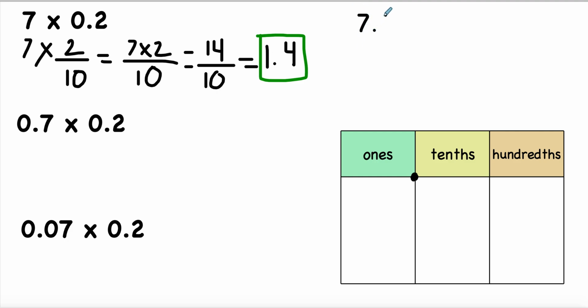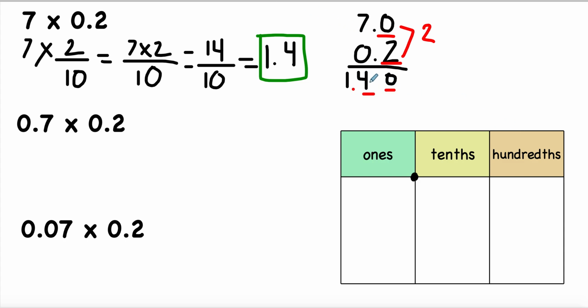I could also use standard algorithm. I'm going to put 7.0 so that I can line up my numbers. 0.2, 2/10. Let me multiply. 2 times 0 is 0. 2 times 7 is 14. I see that my next digit is 0, so if I multiplied the 0 by everything, I'm going to get 0. So I'm actually going to leave it, but I need to think about where I'm going to put my decimal point. So I have 1 digit after the decimal point in each of my factors. 1 plus 1 is 2. So I need 2 digits after the decimal point in my answer.